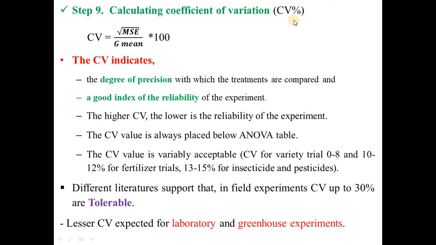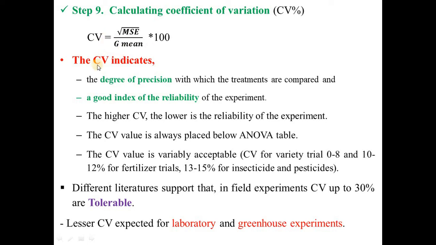After we have got all the values found in the ANOVA skeleton, we have to calculate the CV value, and we put the CV value below the ANOVA table. In order to find the CV value, we divide the root mean square value of error by the grand mean and multiply by 100.